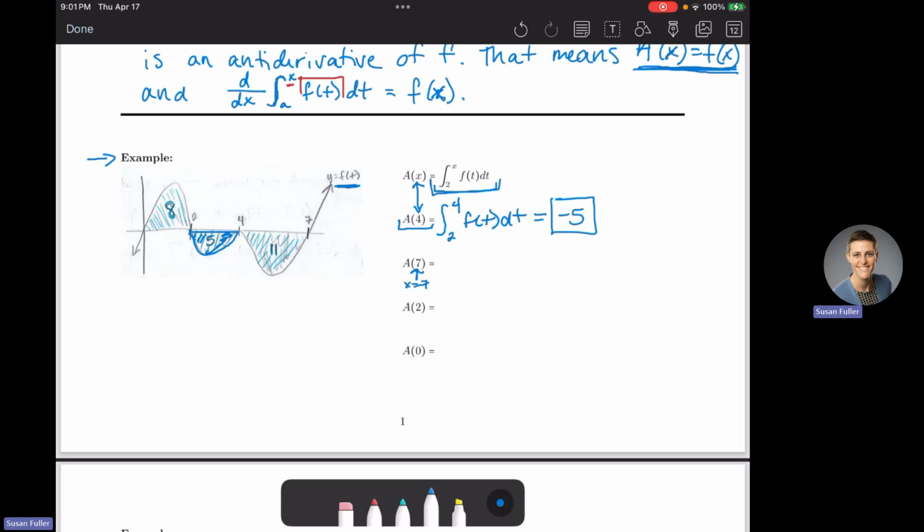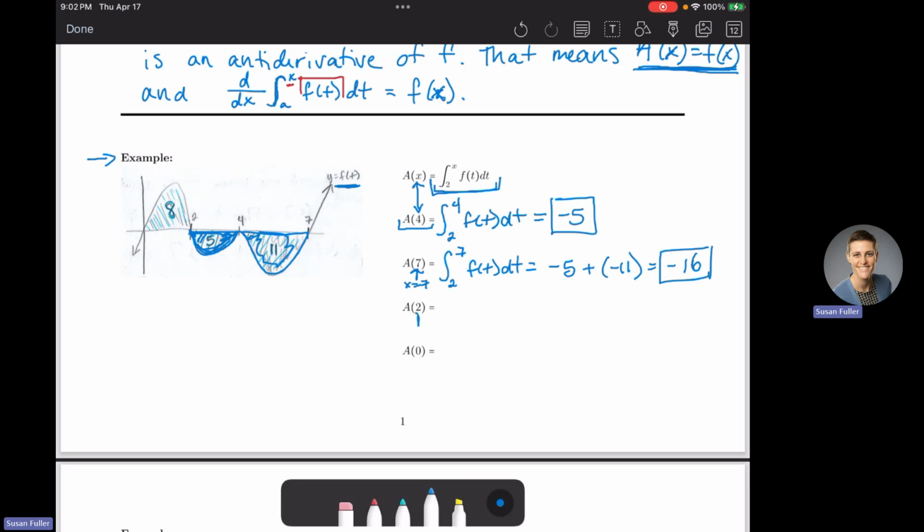So when I plug 7 into this function, this is going to be the integral from 2 to 7 of little f of t dt. So what's the area from 2 to 7? Well, it's going to be the area from 2 to 4, which we just found was -5, plus the area from 4 to 7, which is -11. So we're going to do -5 plus -11, and we're going to get -16. That's our area from 2 to 7.